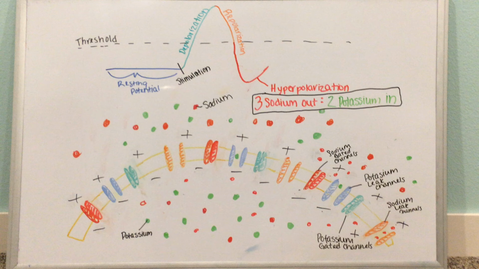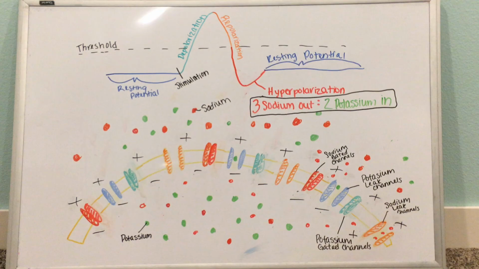Potassium and sodium-gated channels close. This is also known as the refractory period because the axon has to reset in order to be stimulated again by sending 3 sodium ions out and 2 potassium ions in. This is the 3-to-2 ratio. Once the membrane is reset, it enters resting potential and now can be stimulated again. The thing to realize is that this happens all around the circumference and down the axon.